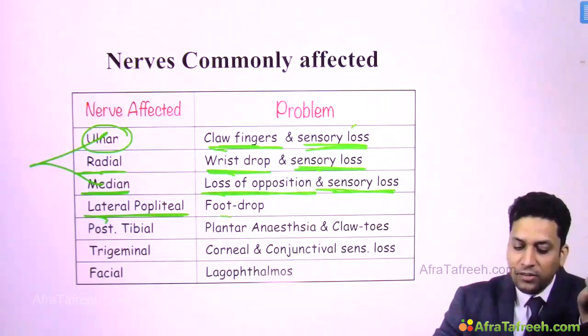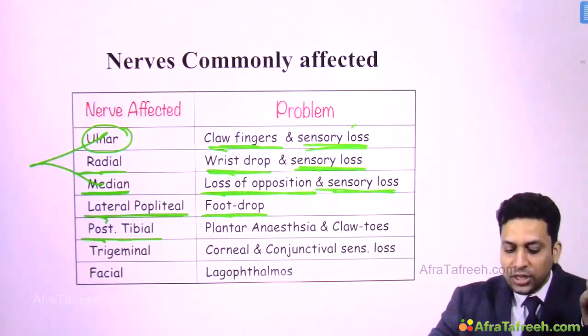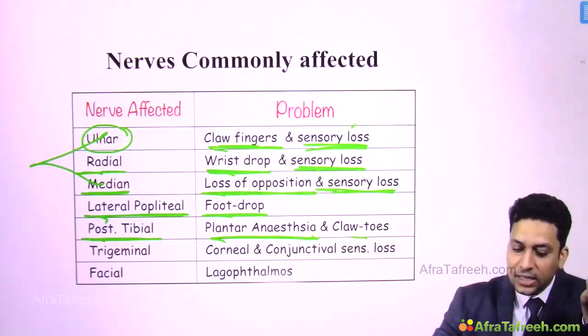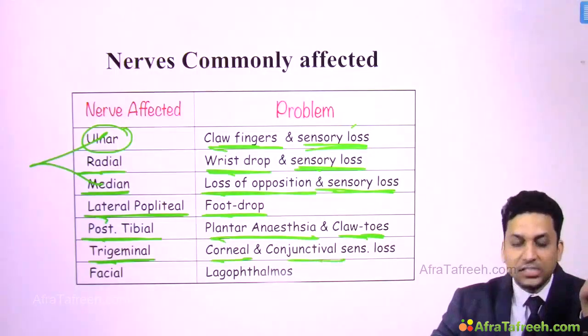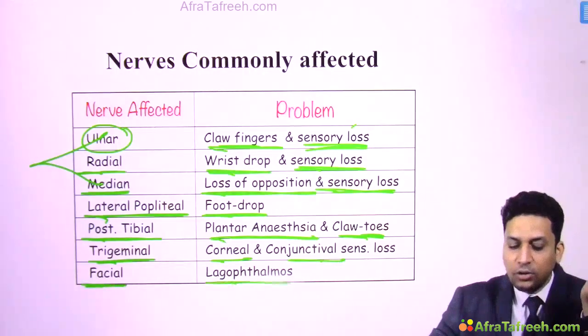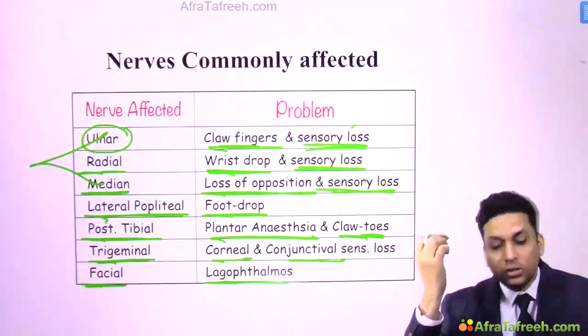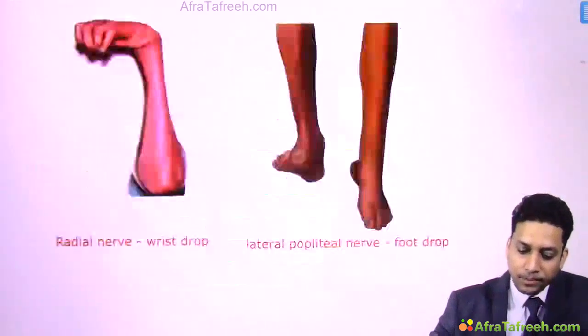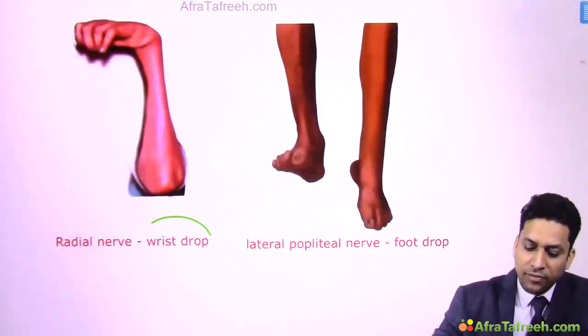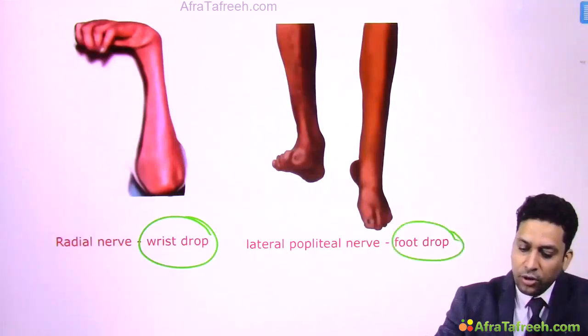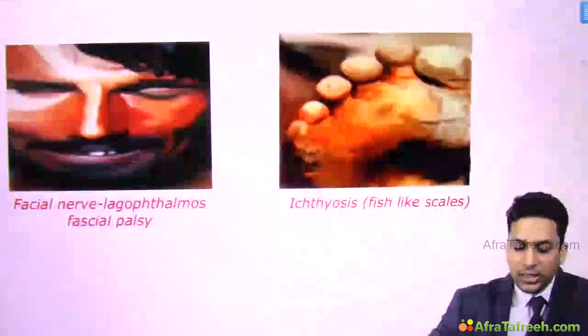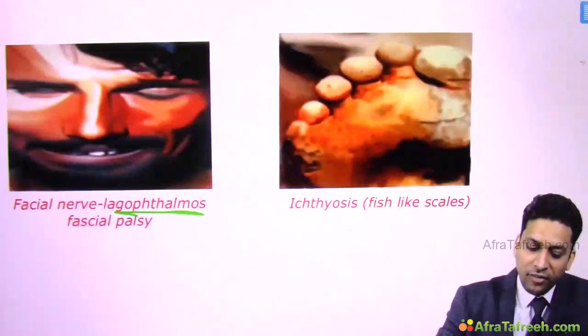Then lateral popliteal nerve involvement will lead to foot drop. Posterior tibial nerve can lead to plantar anesthesia and clawing of the toe. Then trigeminal nerve can lead to corneal and conjunctival sensory loss, and facial nerve can lead to lagophthalmos. So all these might also present in the patient of leprosy. Like you can see here, patient suffering from wrist drop due to radial nerve involvement, then patient suffering from foot drop due to lateral popliteal nerve involvement. Similarly here, facial nerve leading to lagophthalmos.